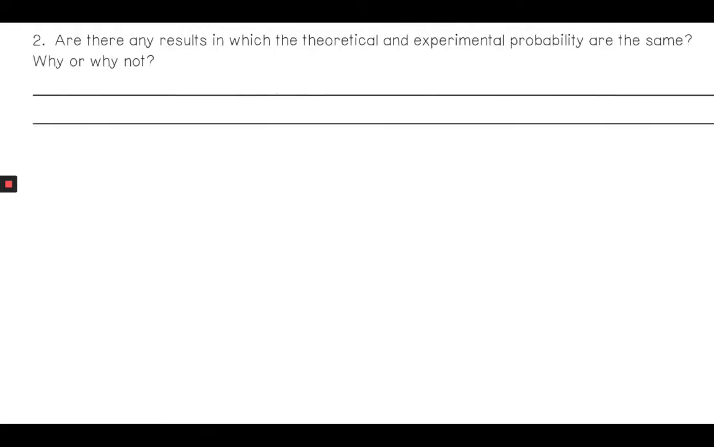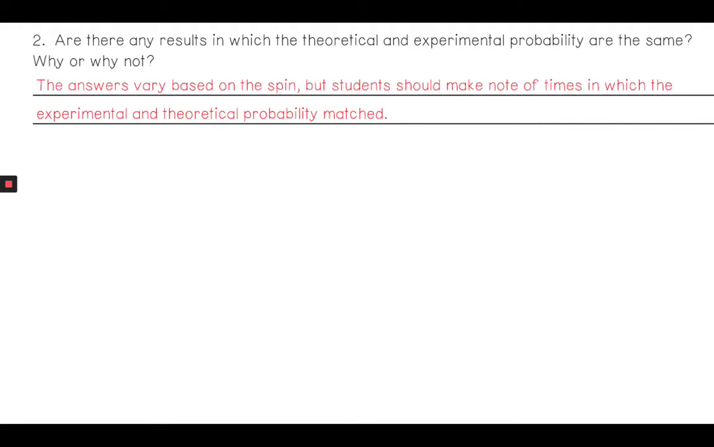All right, so with this one, are there any results in the theoretical and experimental probability that are the same? Why or why not? Well, first off, the answers vary based off of the spin. But students, you should note that when the experimental and theoretical probabilities match, you're able to get them closer and closer, but there's something you have to do that will slowly but surely get closer and closer to the theoretical probability.